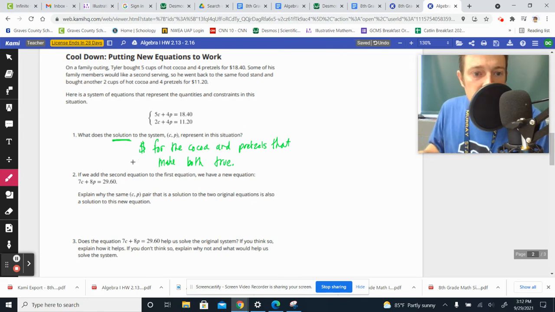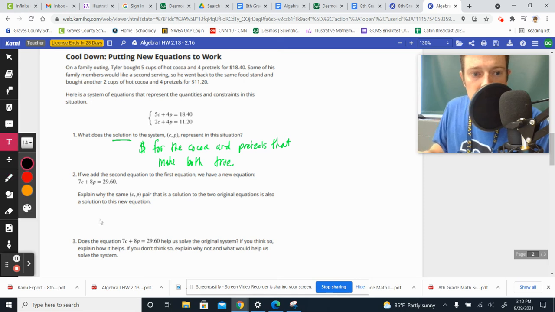If we add the second equation to the first equation, 5c plus 2c, 4p plus 4p, 1840 plus 1120, we make this new equation of 7c, 8p, and 2960. Explain why the same (C, P) pair that is a solution to the two original equations is also a solution to this new equation.